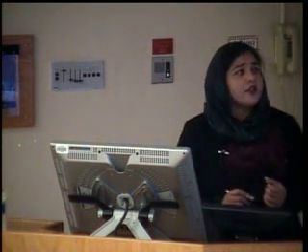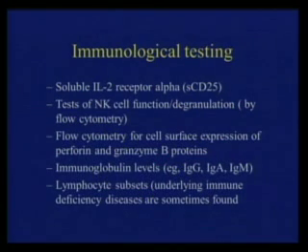What kind of immunologic testing can you do in these patients? So you can look if they have elevated soluble IL-2 receptors. There is also specialized flow cytometry which is available for NK cell function and for cell surface expression of perforin and granzyme B proteins. These tests are available at reference labs, and they do not help in the acute setting because the results are not back right away. If you check soluble IL-2, you may get a little bit faster turnaround.